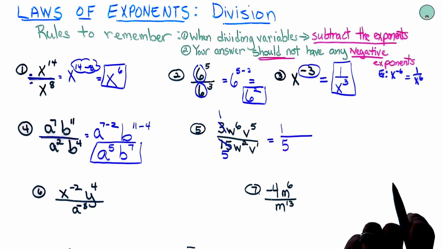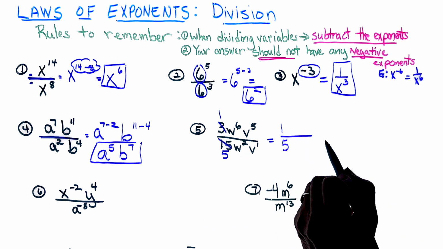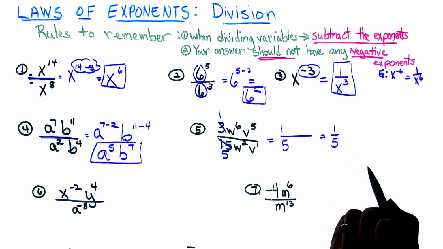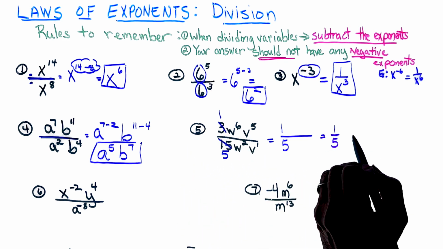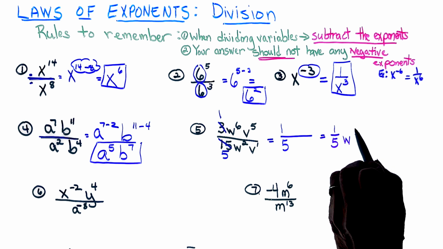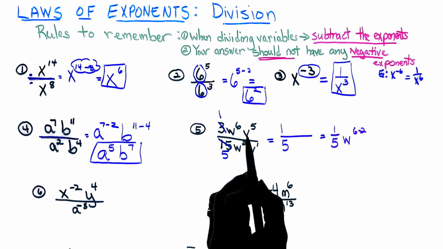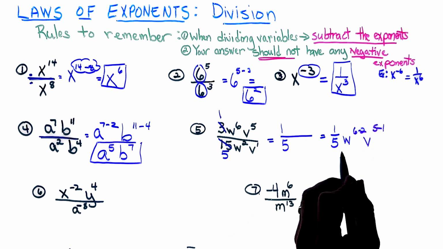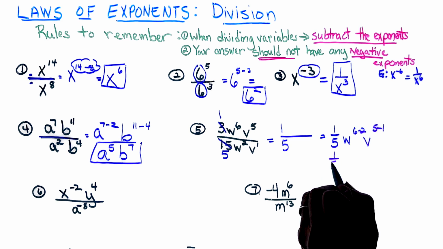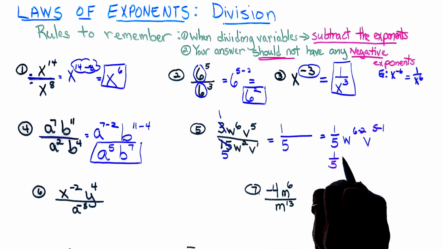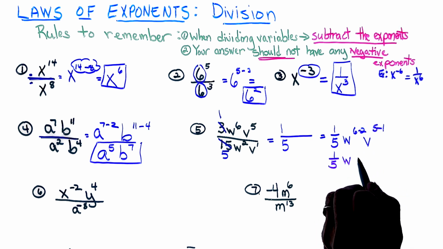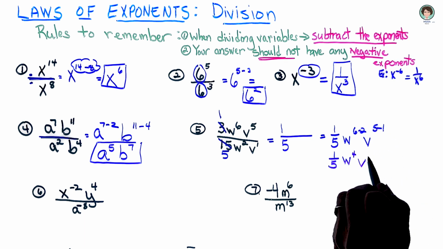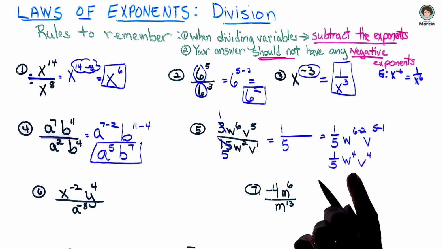So now I'm looking at my variables, and I am going to write this 1/5 there so we have room to do our little subtraction. So it is w to the 6 minus 2 and v to the 5 minus 1. And now when I write this, I'm copying my 1/5, and it's w to the 6 minus 2 is 4. v, 5 minus 1 is 4. And there is our answer.